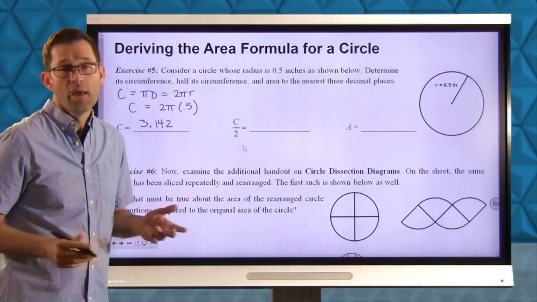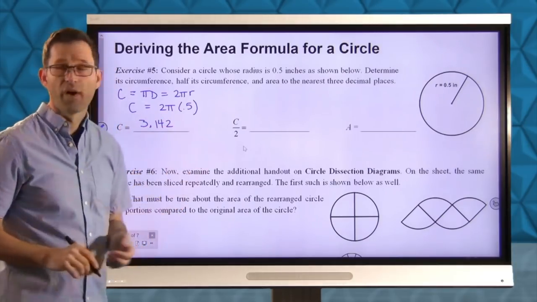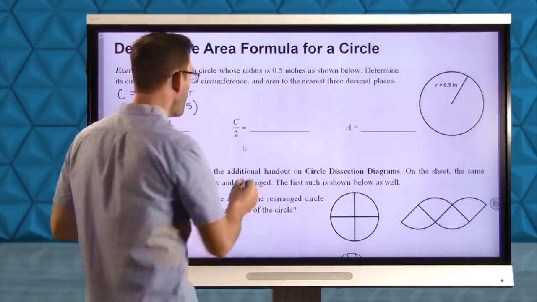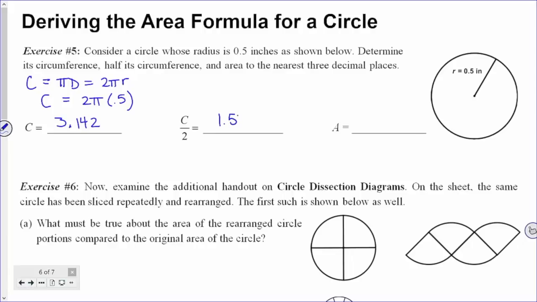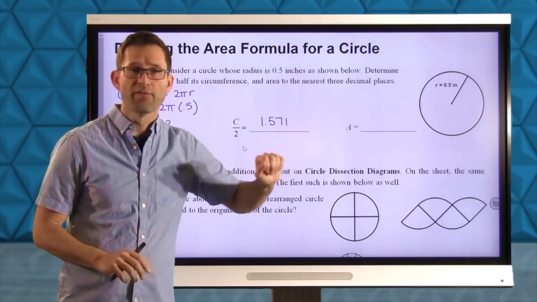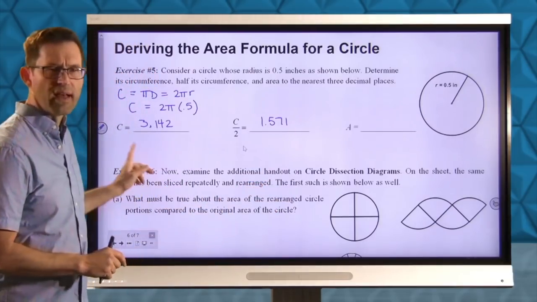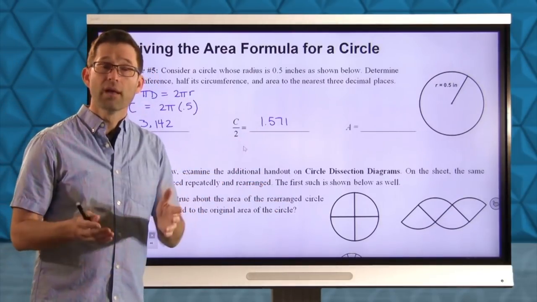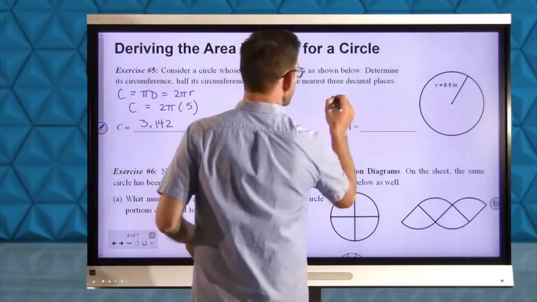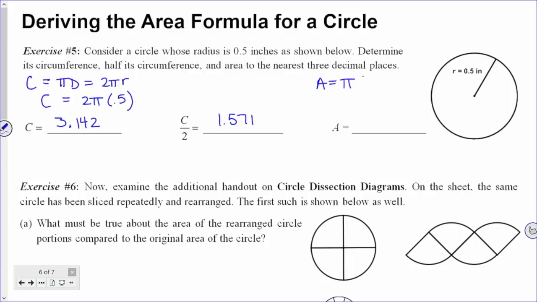Now, of course, all we have to do is take that answer, divide it by 2, and we find we get 1.571 as half the circumference. All right. Now, you may be wondering why in the world we're doing this, why did I choose 0.5. I did that so that we'd see the pi and the half pi there. Now, the area formula, which is what we've been looking at, is pi times 0.5 squared. And again, without going over to our calculator, let me just check what we got. We had 0.785.